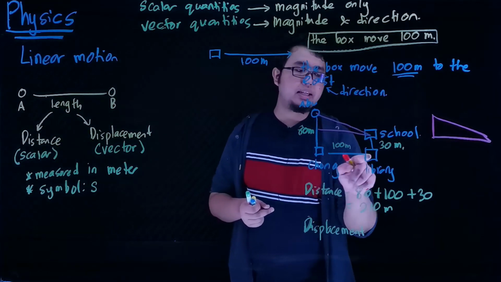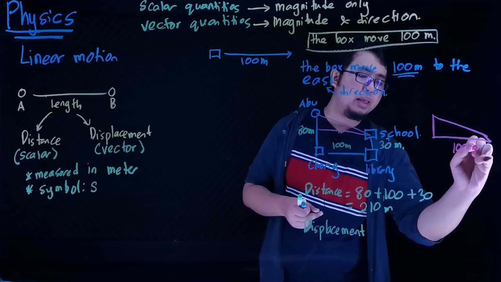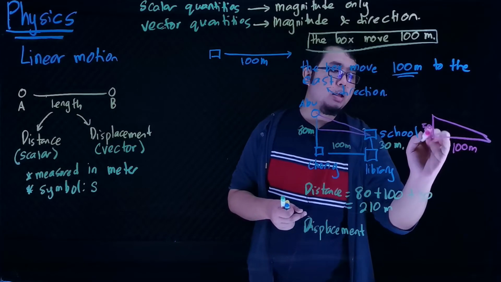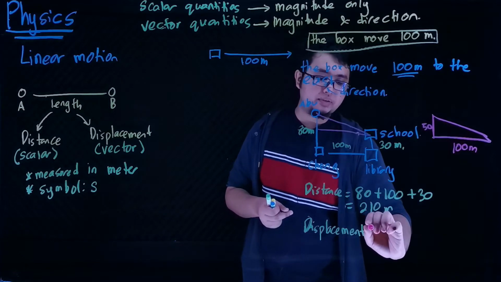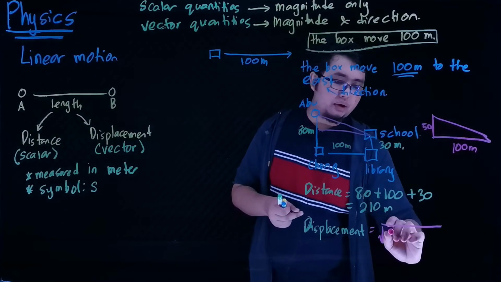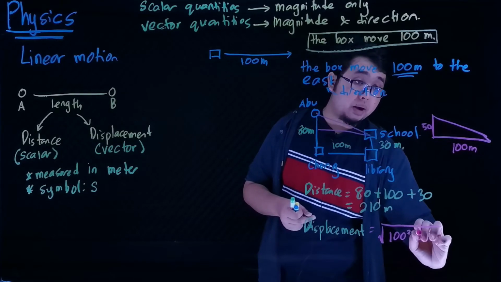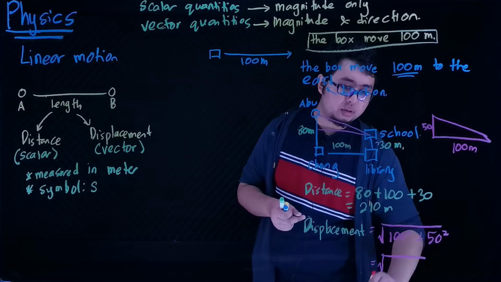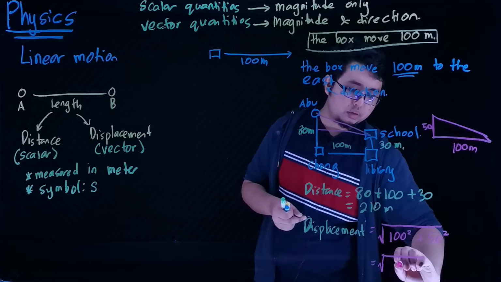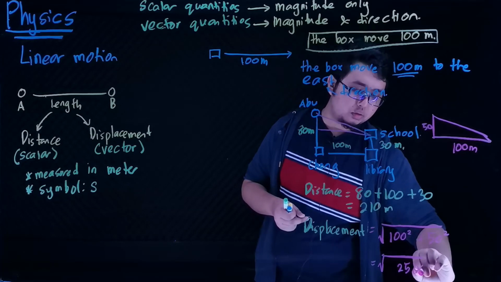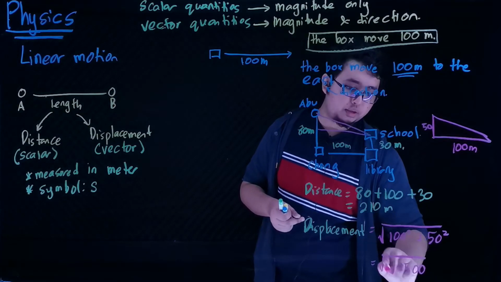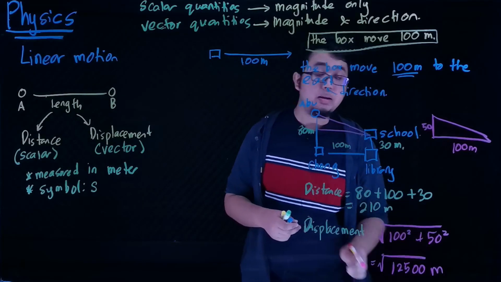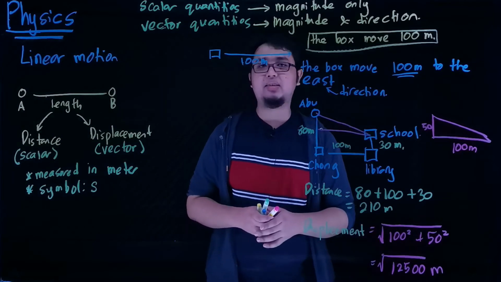We know that the horizontal distance is 100 meter. We know that the vertical distance is 80 minus 30, which gives us 50. Now, to get this point, the displacement would be the square root of 100 squared plus 50 squared. So you're going to get the square root of 12500. When you calculate, you're going to get your displacement. Here the unit is meter. So I'm just going to leave my answer inside.